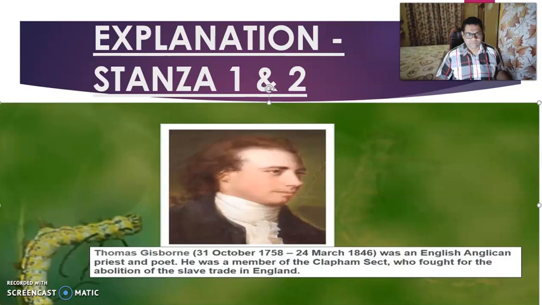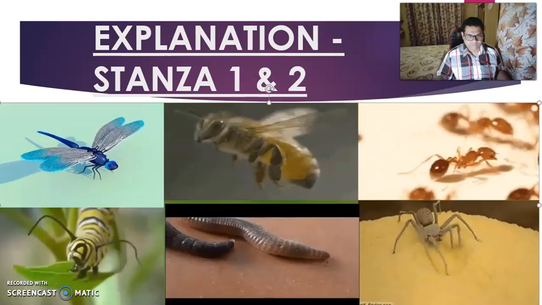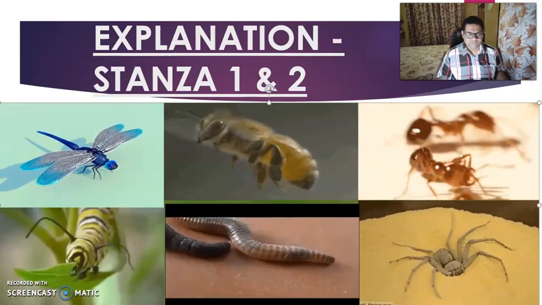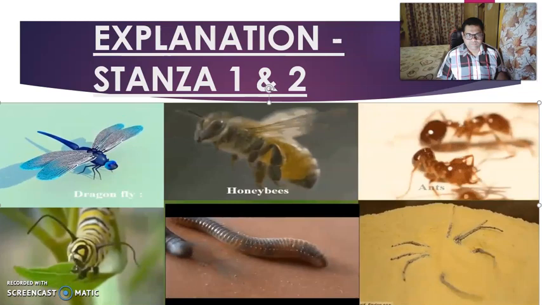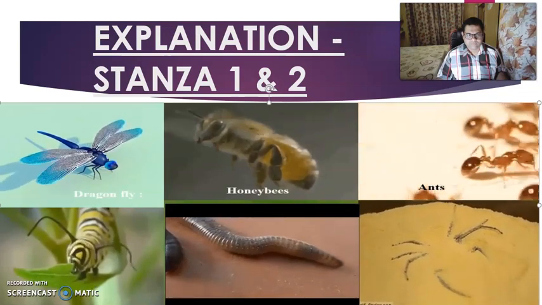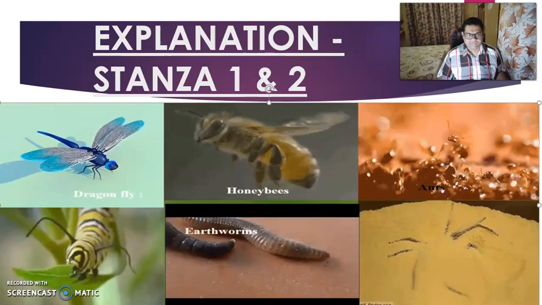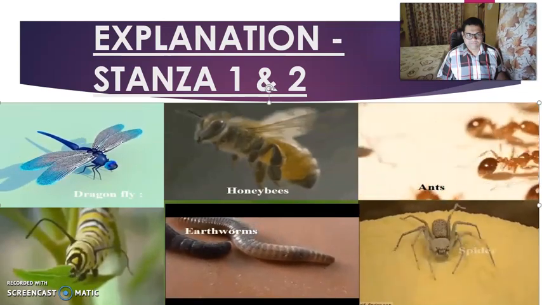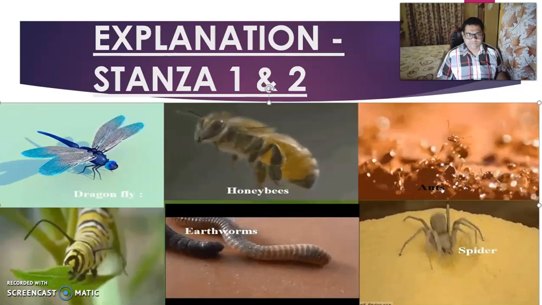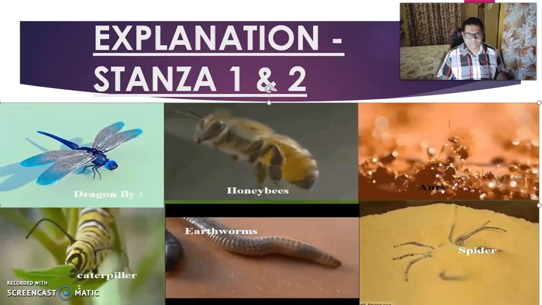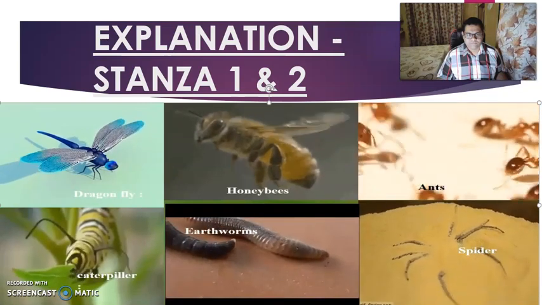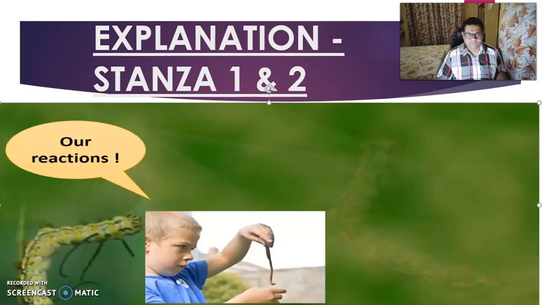And today we are going to see a poetry which also emphasizes humanity. You have observed many creatures like this. The one is dragonfly, the second is honeybee. An ant might have bitten you sometime. This is the earthworm, especially in the rainy season. Spider, I think everybody has one or the other time seen in the house. And the caterpillar. Now children, tell me, the moment you see all these things, what is your response?